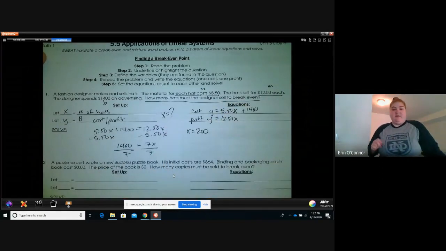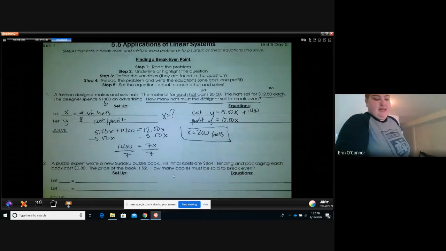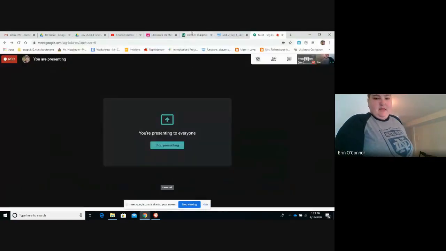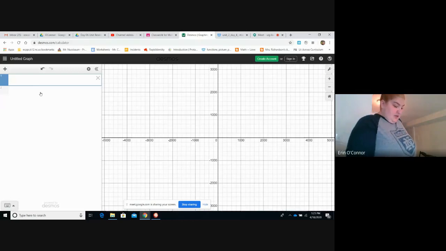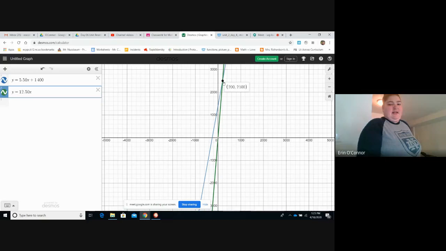Did we solve for what we were looking for? Yes, we did. It's 200 hats. Now let's double check this by putting it into Desmos and making sure our x is 200. So we're going into Desmos, and we are going to do y equals 5.50x plus 1,400. And then we have y equals 12.50x. Now you don't have to put those zeros at the end right before the x because 5.5 is the same as 5.50. It's up to you. And where they intersect, that's where they break even, and our x is 200, so we ended up all good.